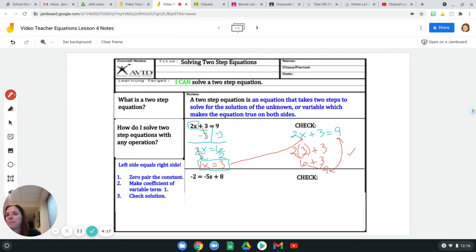Let's try another one. Negative 2 equals negative 5s plus 8. What do you notice about this equation?